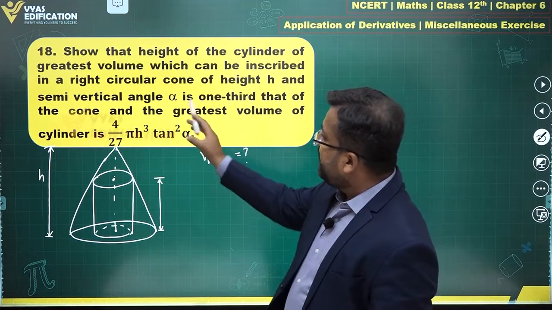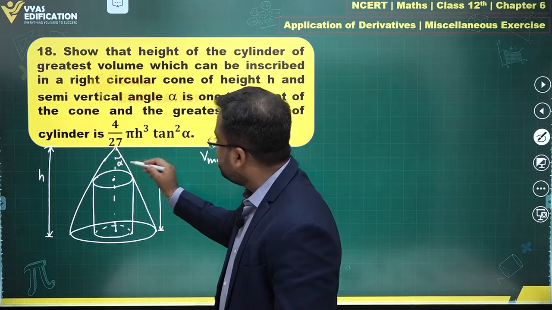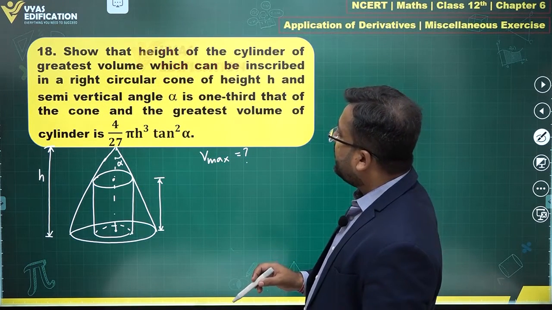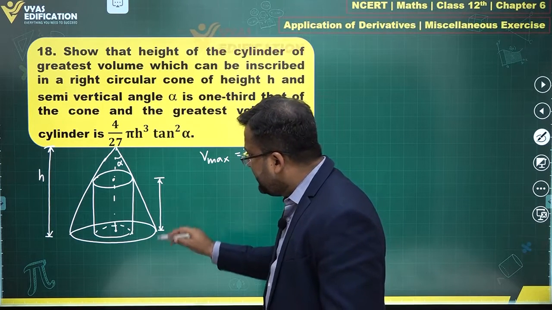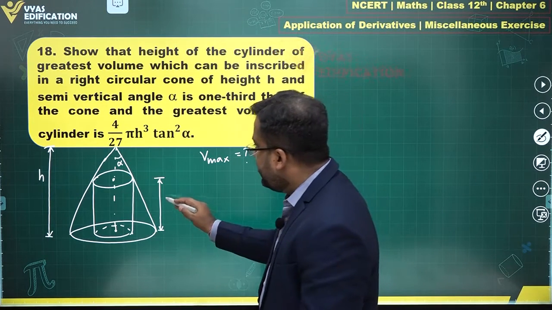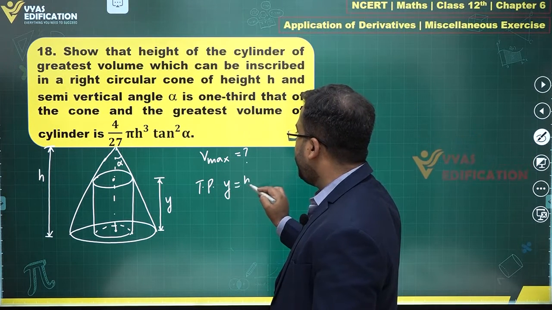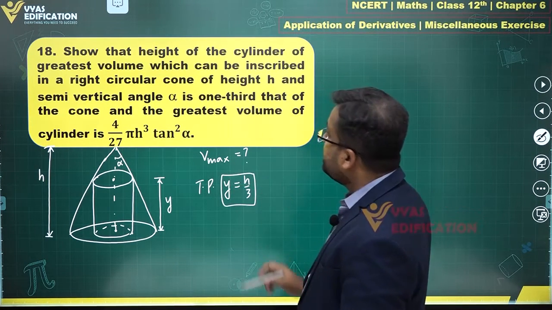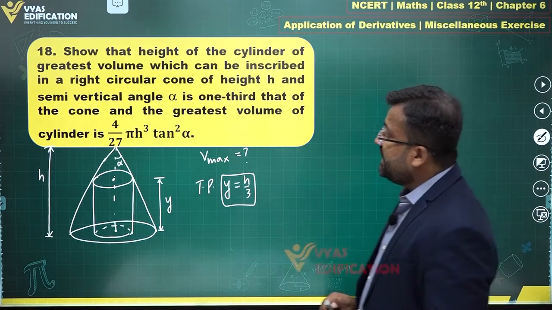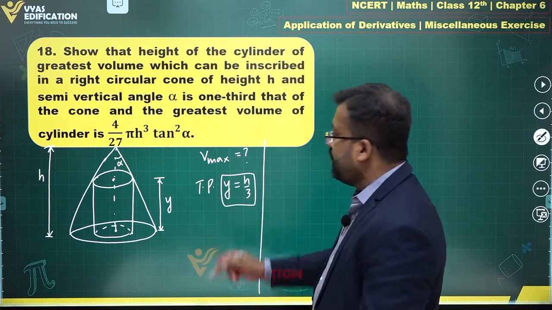The cone has height h and semi-vertical angle alpha. You have to prove that the height of the cylinder is 1/3 that of the cone. Let's say this is y, and we have to prove y equals h by 3. This is one of the criteria. What else? And the greatest volume of the cylinder is this. We are supposed to find this greatest volume as well.